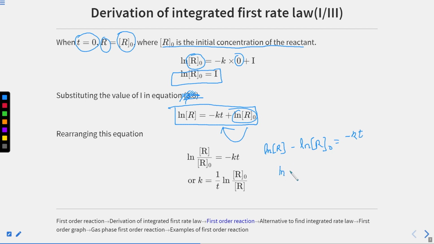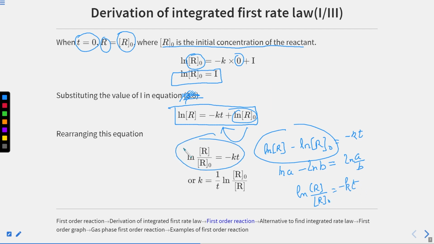And if you are unaware about it, you can just use this formula which says that ln A minus ln B is equals to ln A by B. So similarly, ln R minus ln R naught is equals to ln R by R naught is equals to minus kt. Same equation is written here, okay. Now we will bring this t here along with this minus. Now you would ask, where has that minus gone?